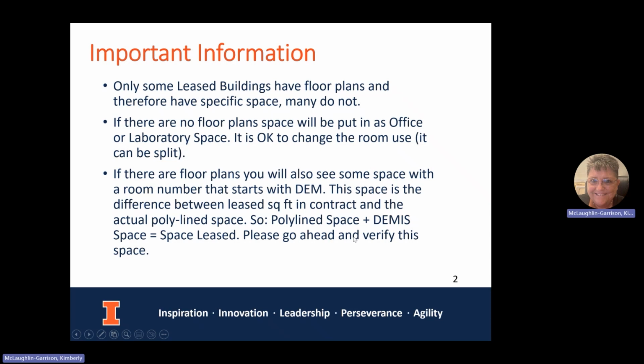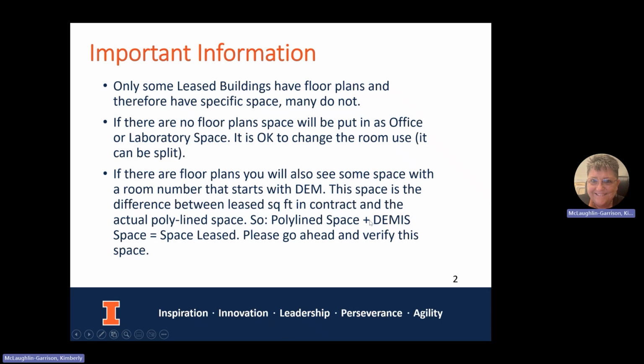But anyway, that space is the difference between the leased square footage in the contract. So let's say the contract says we're leasing 2,500 square feet. And then we have floor plans, but once we put in the floor plans and we polyline out all the offices, we only have 2,200 square feet. That leaves us a difference of 300 square feet. So the polyline square footage would be the 2,200 square feet, and the demise space would be the 300, which would give us 2,500, the total space leased. That's technically how we handle that and why that is in there.